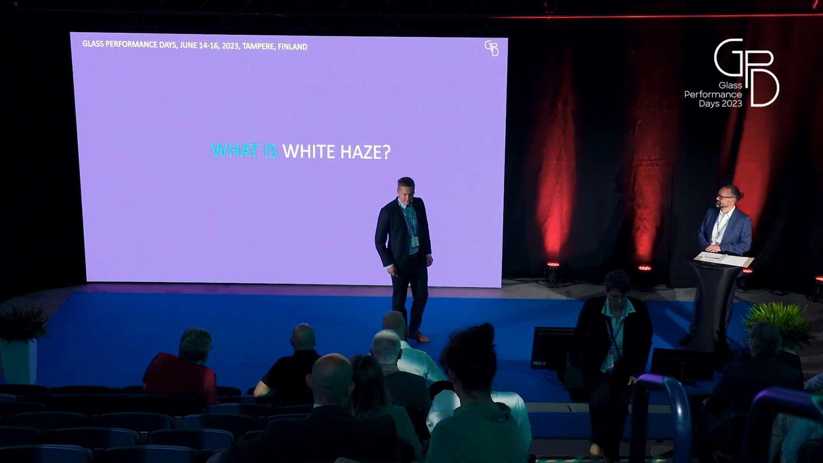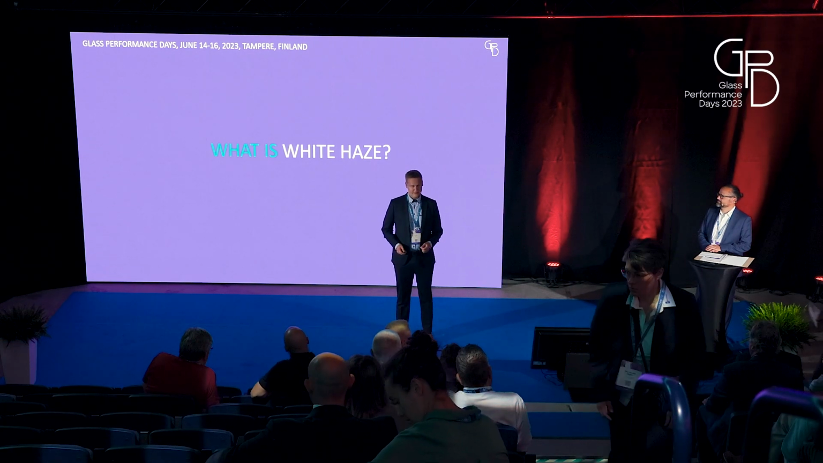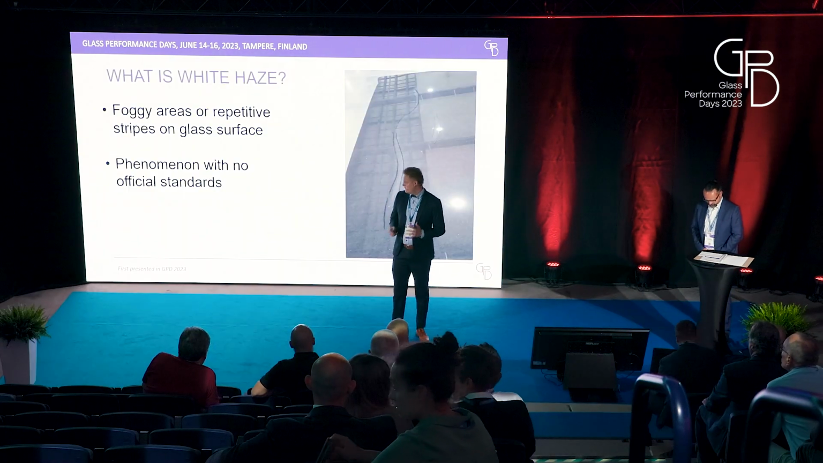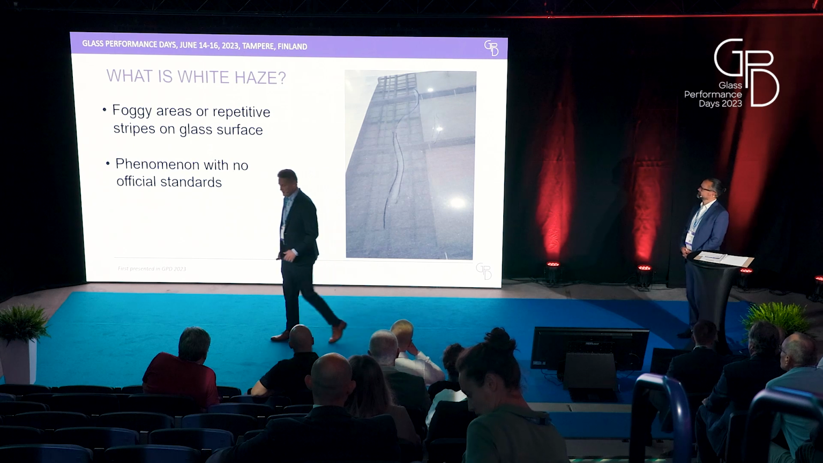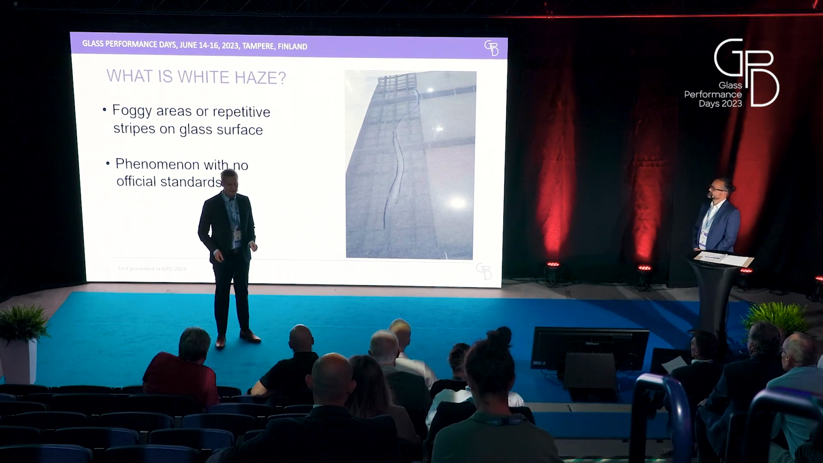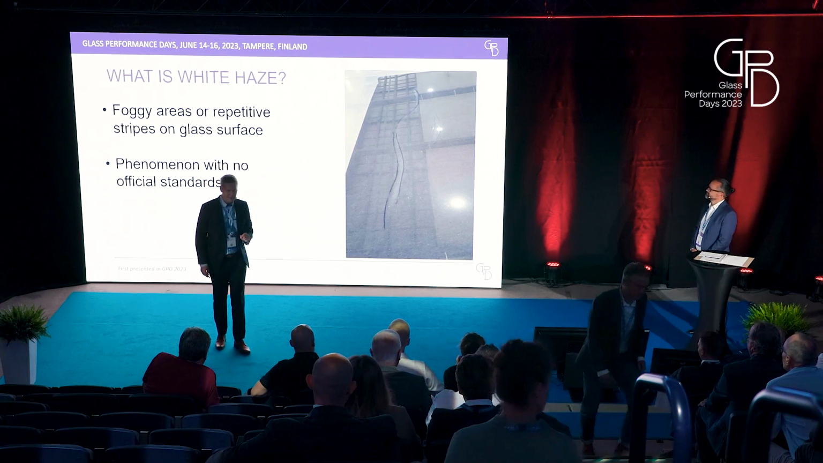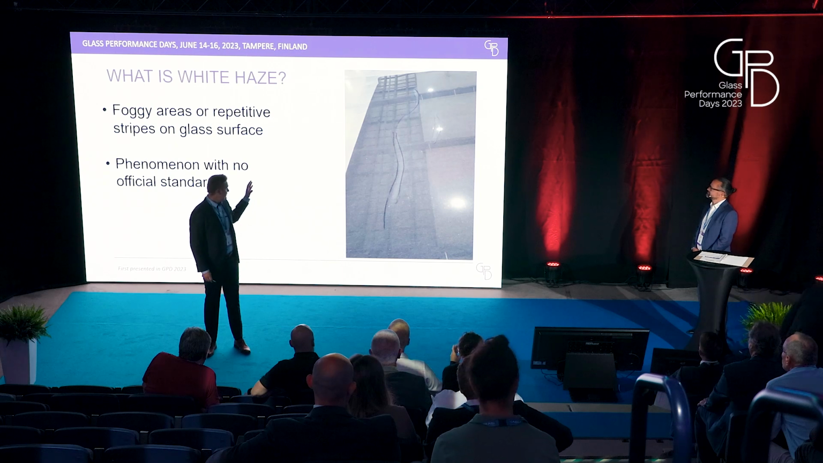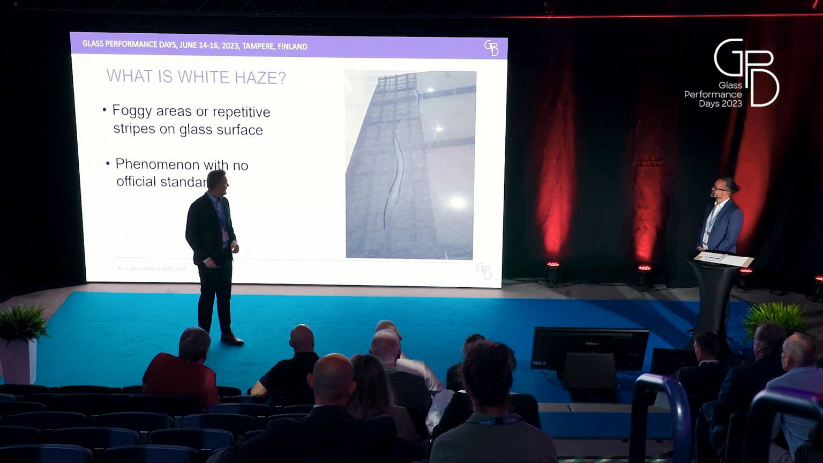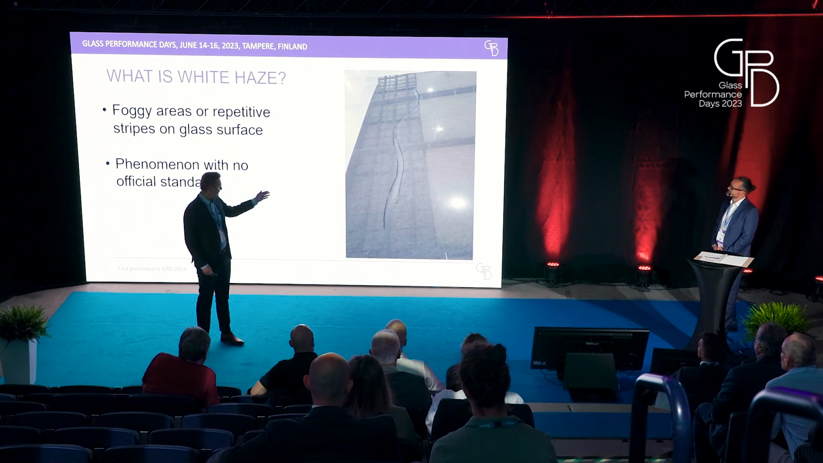Before we get to the actual topic of how do we detect white haze, let's just quickly cover what white haze actually is. So white haze itself can be categorized as kind of foggy or stripy hazy areas in a tempered glass. You can see here on my left-hand side, your right-hand side, an image of a glass that has been placed on the floor on a mat to make haze more visible. And the haze here has been marked with a black marker to indicate where it is.